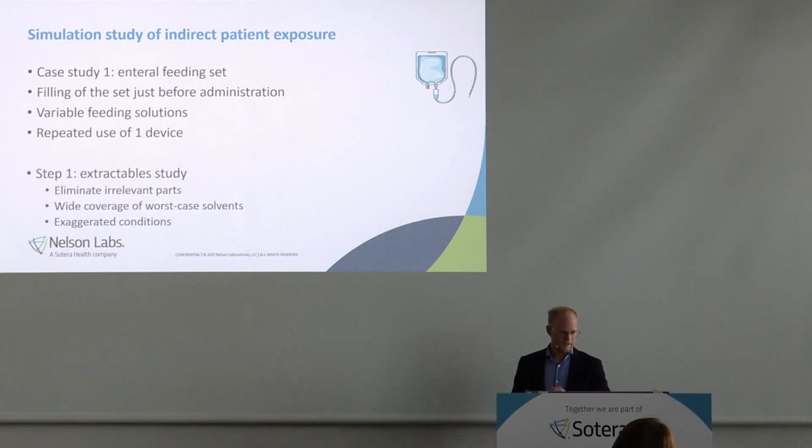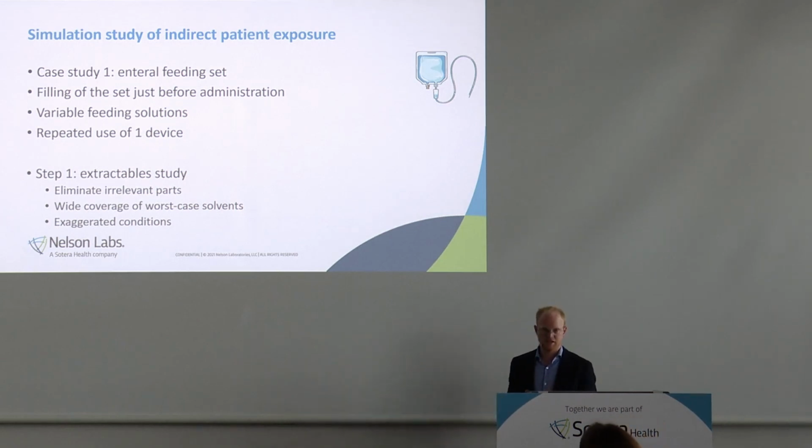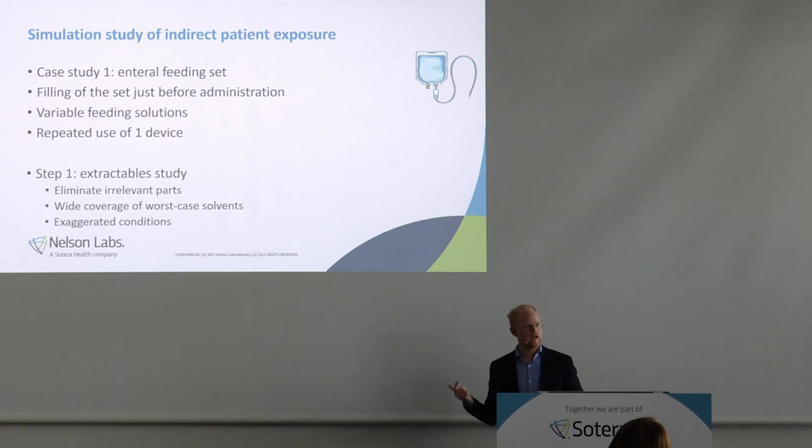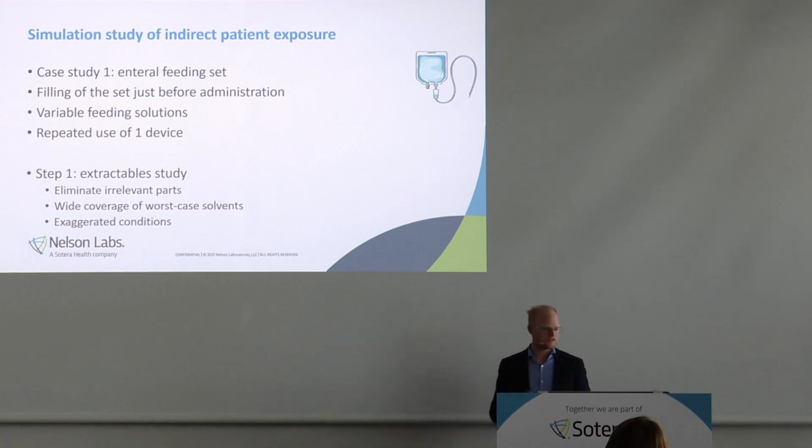All right, step 1, eliminate all the irrelevant parts, so the plastic clamps, everything that is not in direct contact with the feeding solution or the hydration solution, or remove it. You need to use a wide coverage of solvents because it can be used for hydration, aqueous solution. It can be used to feed proteins, but it also has lipids in it because you need to have a balanced diet. Even if it doesn't go through the mouth, you need to have a balanced diet.